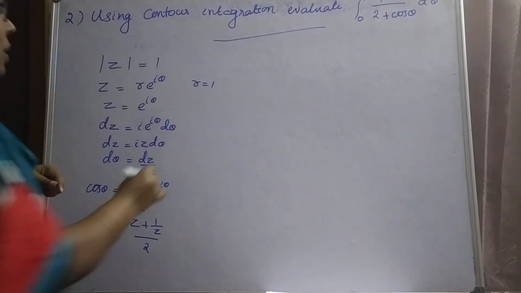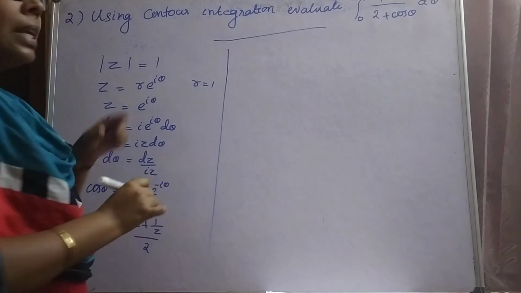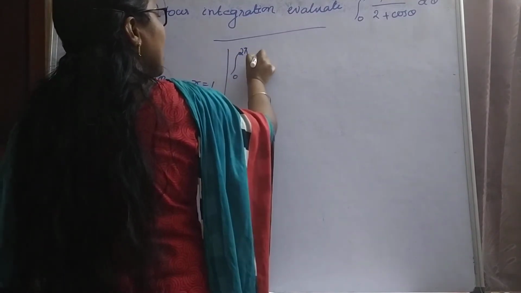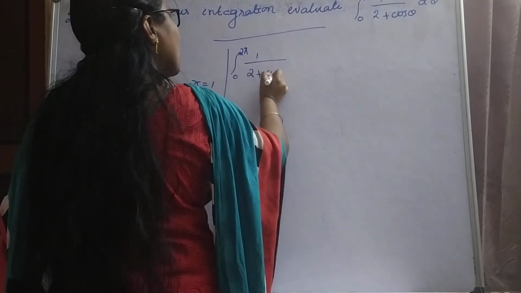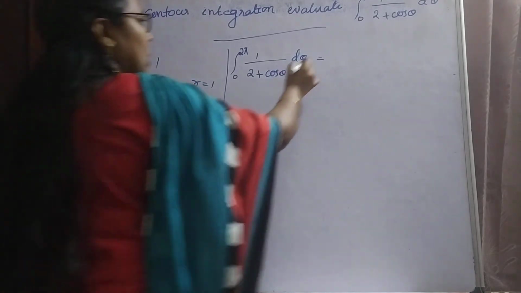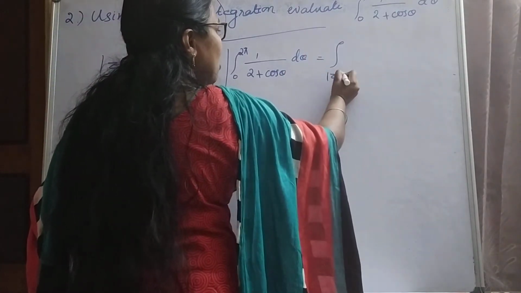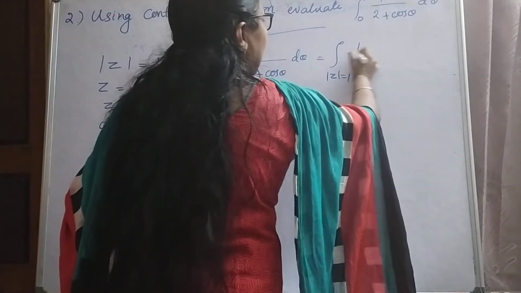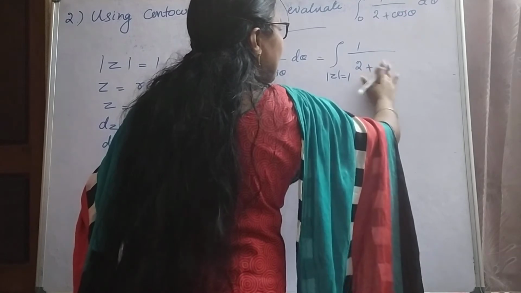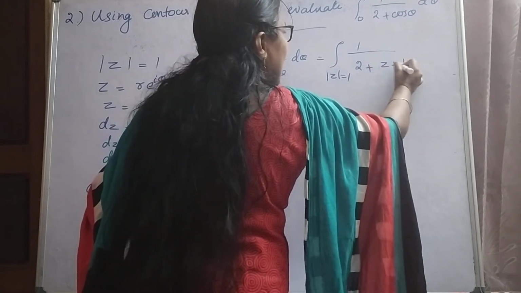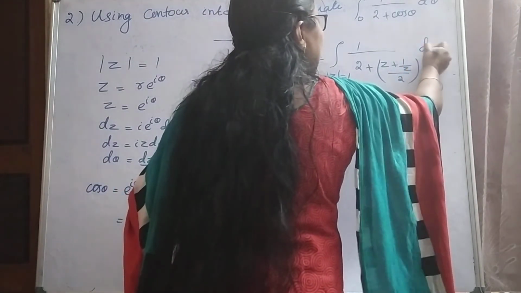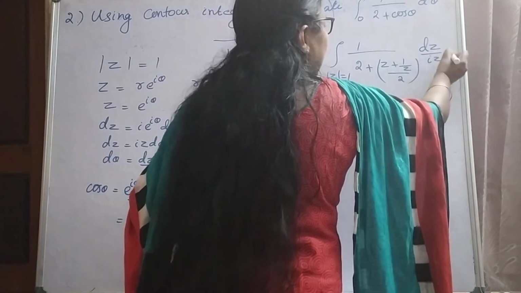Now convert our question into integral f of z dz form. That is integral 0 to 2 pi 1 by 2 plus cos theta d theta equal to integral mod z equal to 1 by 2 plus what is cos theta? Z plus 1 by z by 2. D theta is dz by Iz.